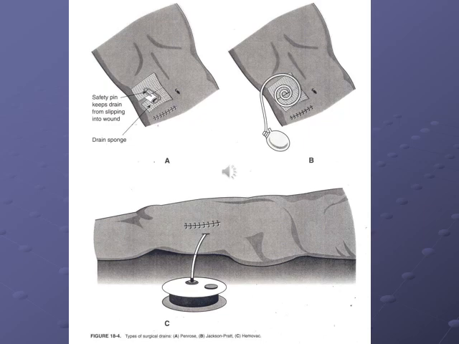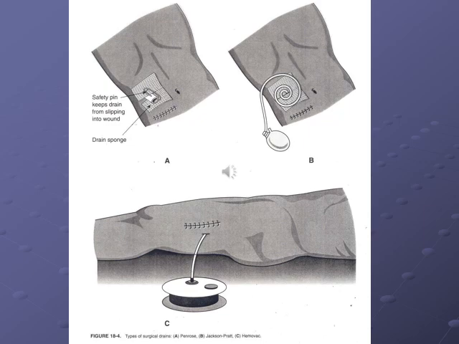For those of you who haven't seen a JP drain, it's that bulb syringe, and the biggest thing is it has to be compressed in order for the suction to work. So we want to make sure we're emptying it when it's not quite half full, because as it fills, the bulb expands, and we want that bulb to be compressed for the best suction.